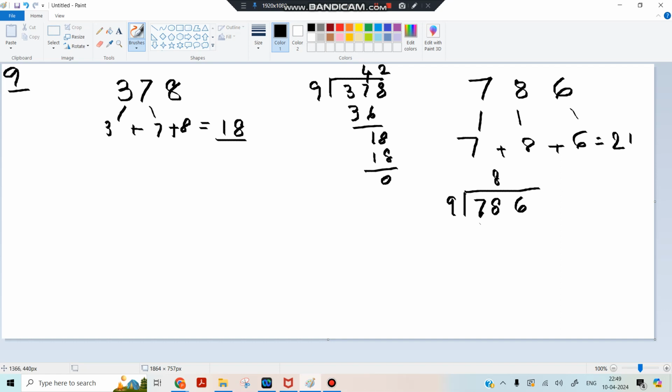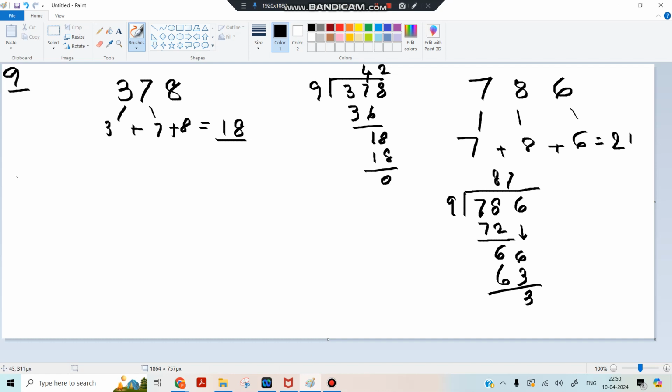9 eights are 72. 6 is the remainder. 6 comes down, 66. 9 sevens are 63. Remainder 3. So 786 is not divisible by 9 because the number formed by adding the digits is not divisible by 9. Hence, that full number is not divisible by 9.